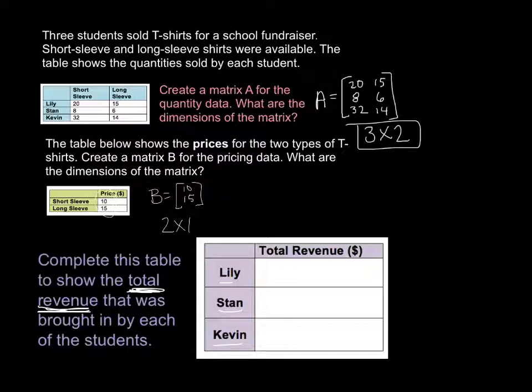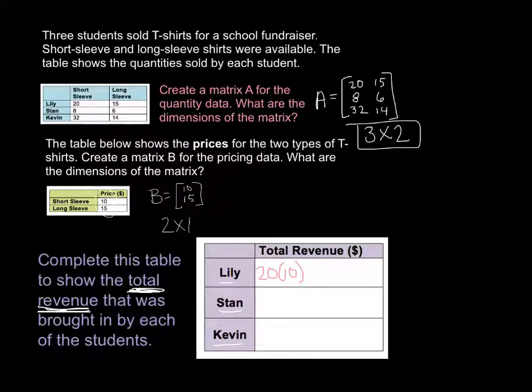So how do we do that? Let's figure out how we would do this just by looking at the tables. Let's look at our category of Lily. Lily sold 20 short sleeve shirts and 15 long sleeve. We know the price of a short sleeve is $10, so let's multiply that by our 20. So it's 20 short sleeve shirts multiplied by $10. Lily made $200 on just selling short sleeve shirts.